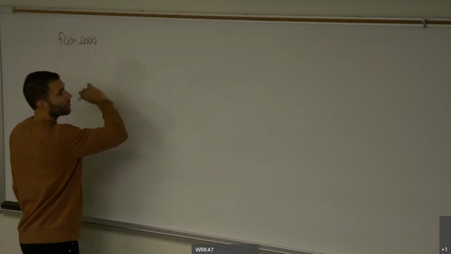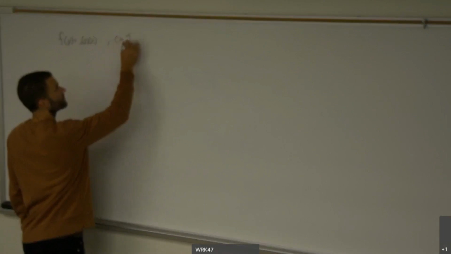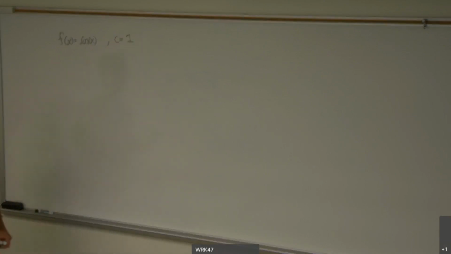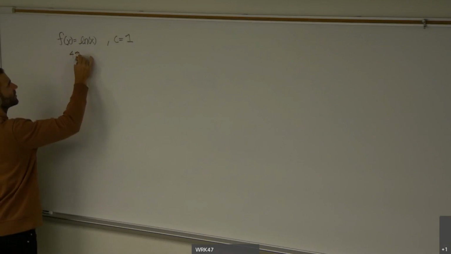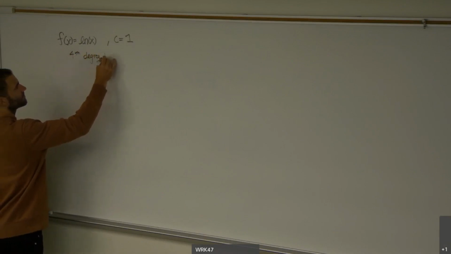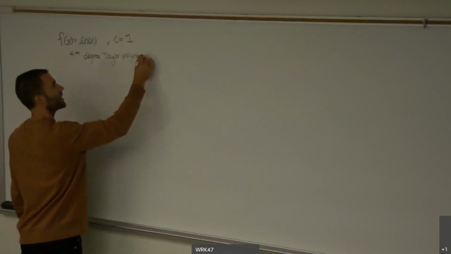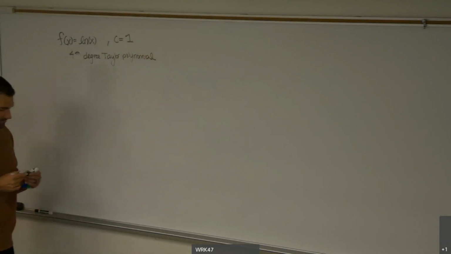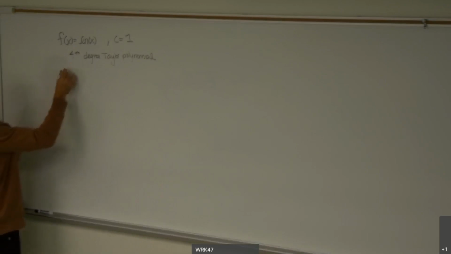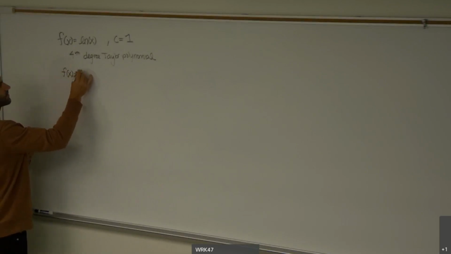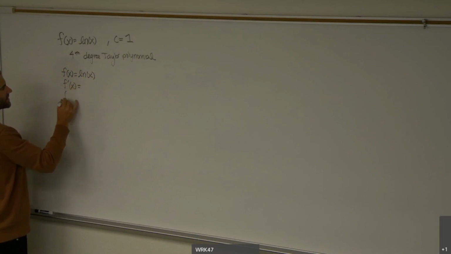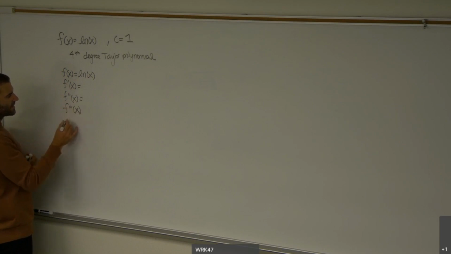And let's center this at 1. And let's create the 4th degree Taylor polynomial. So that means I'm going to need out to 4 derivatives of ln of x. So f of x is ln of x. The first derivative of ln of x, the second derivative, the third derivative, as well as finally the 4th derivative.